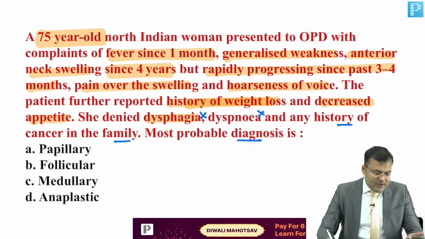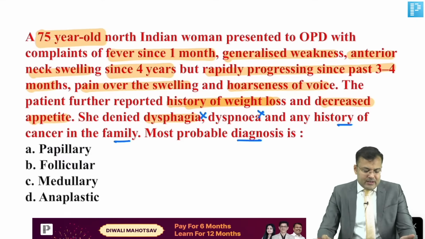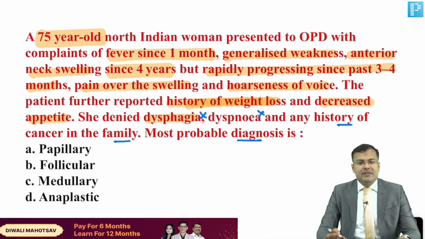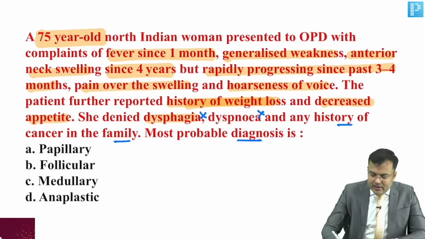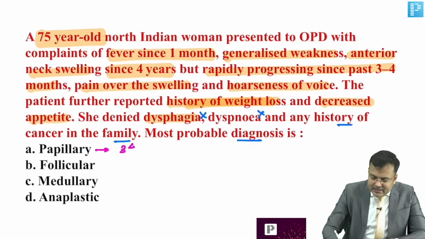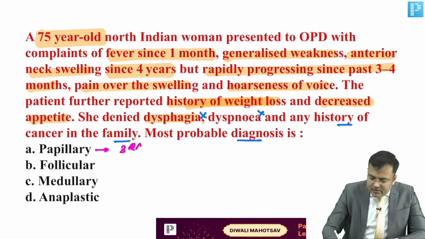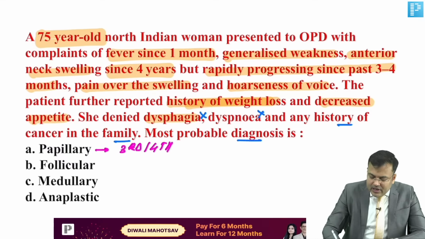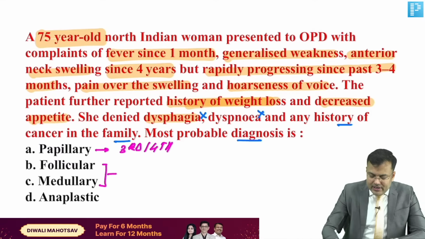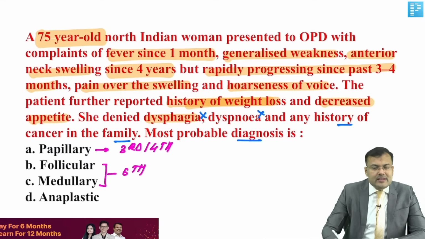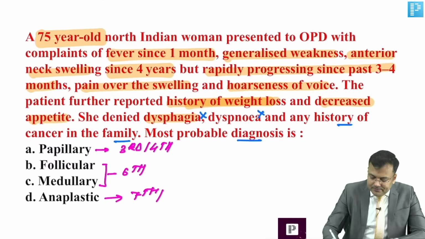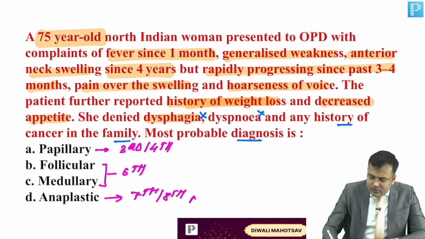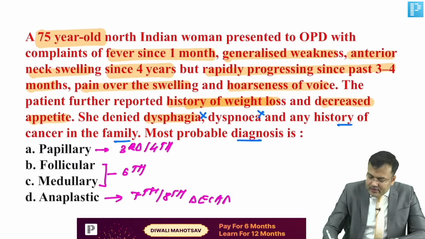Very good. Everybody is marking correct answer, guys. See, first, let me tell you the age. Can you tell me what's the age in papillary carcinoma? 3rd to 4th decade, 30 to 40. What is the age in follicular and medullary? It is 6th decade, 60. And what is the age in anaplastic? 7th to 8th decade, right?